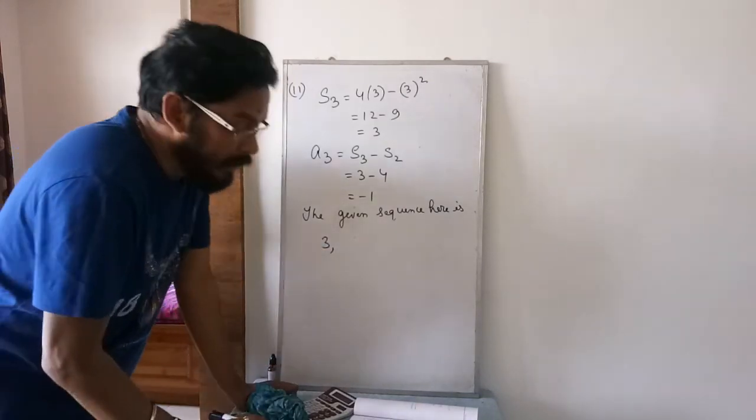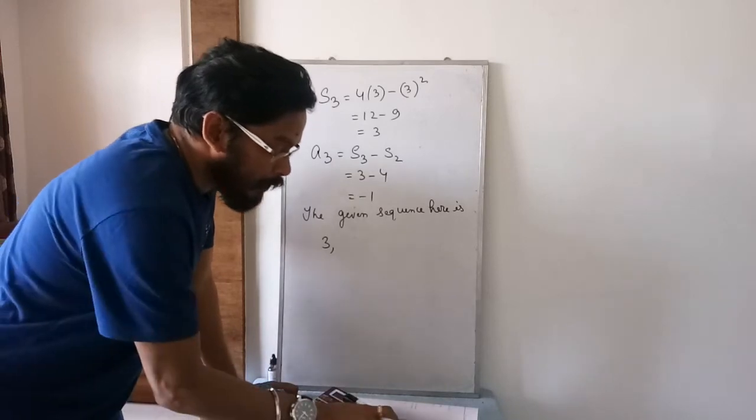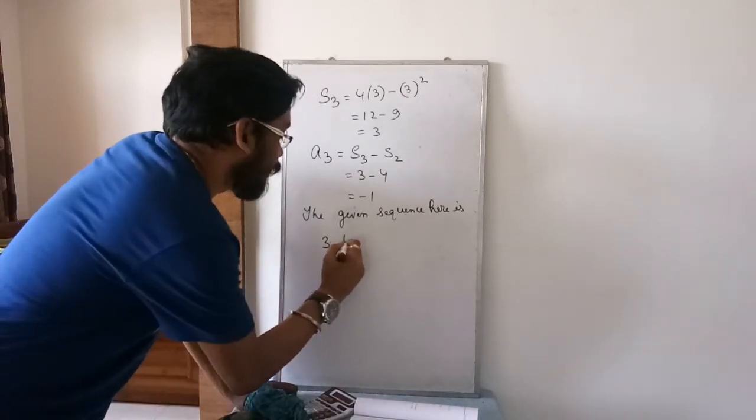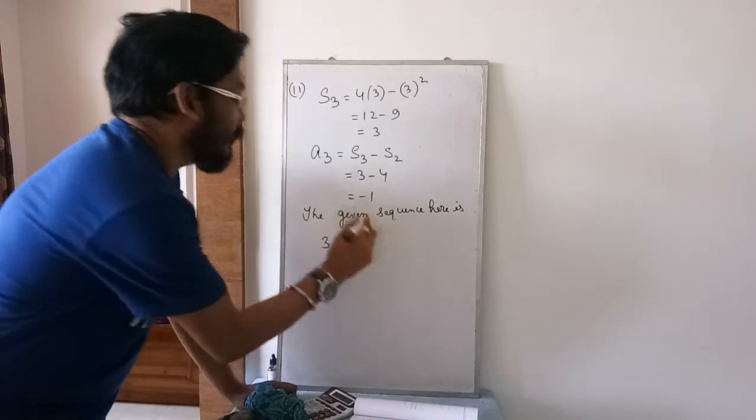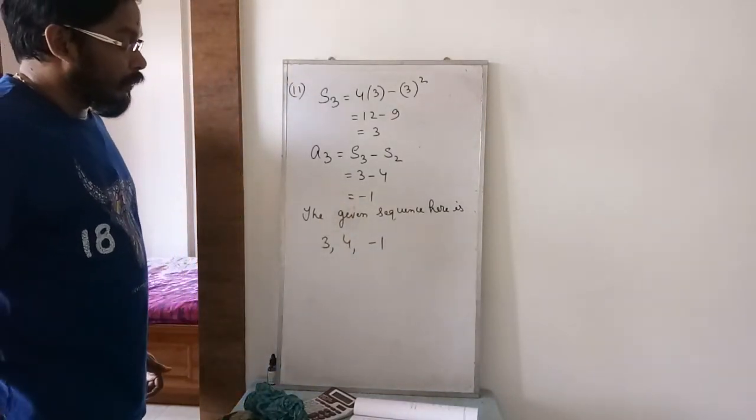Okay. My second term was how much? 8 minus 4. Okay. And the third term is minus 1. Okay. Am I correct?